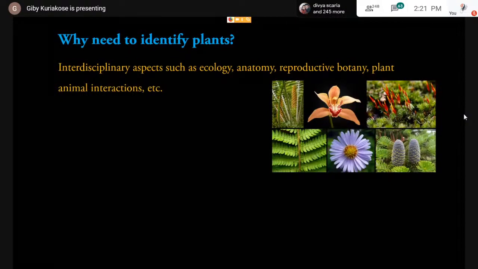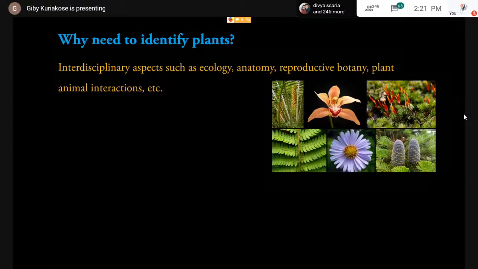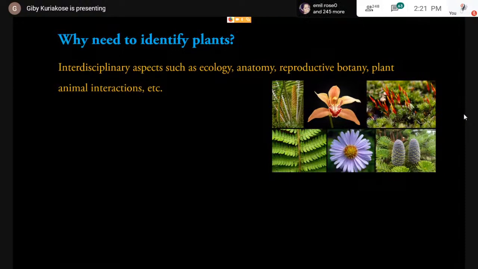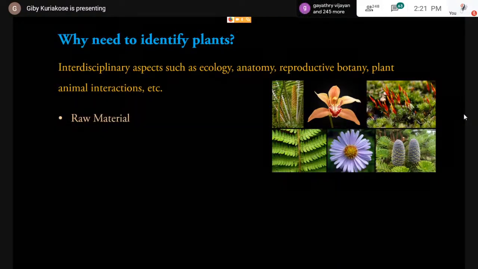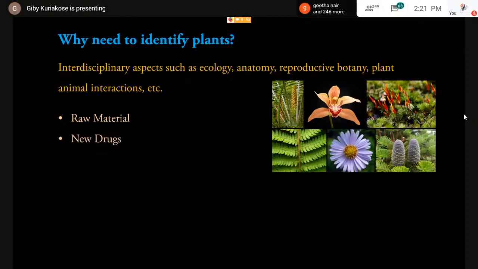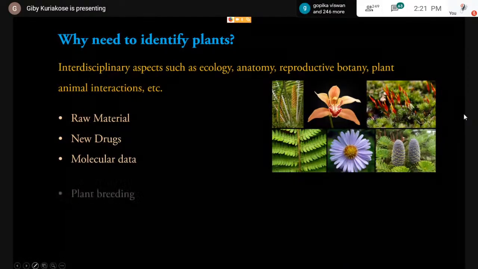Unless you know identification in the field, you may not be able to do this interdisciplinary research. Then when you want to collect raw materials for medicine or any other purpose, you should know identification of plants. When someone is engaged in identifying or extracting new drugs, you require taxonomy and molecular data. To collect molecular data based on species, you should know taxonomy to some extent.